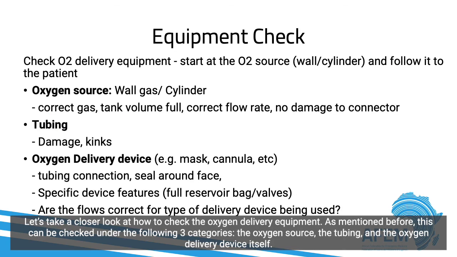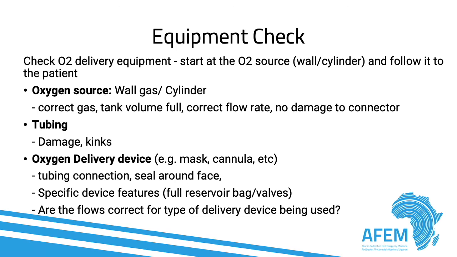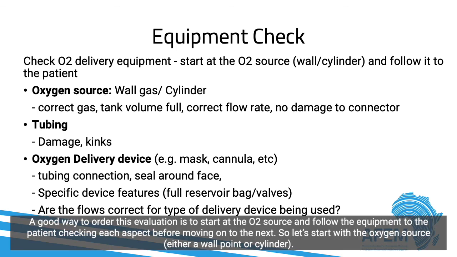So let's take a closer look at how to check the oxygen delivery equipment. As mentioned before, this can be checked under the following three categories: the oxygen source, the tubing, and the oxygen delivery device itself. A good way to order this evaluation is to start at the source and follow the equipment to the patient, checking each aspect before moving on to the next. So let's start with the oxygen source.